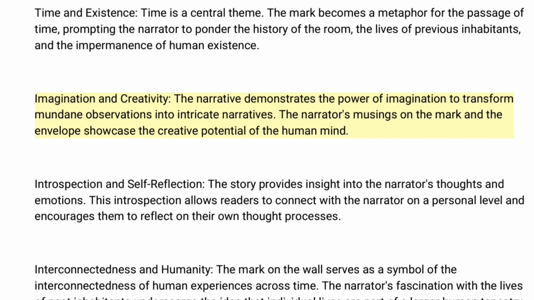Time and existence. Time is a central theme. The mark becomes a metaphor for the passage of time, prompting the narrator to ponder the history of the room, the lives of previous inhabitants, and the impermanence of human existence.